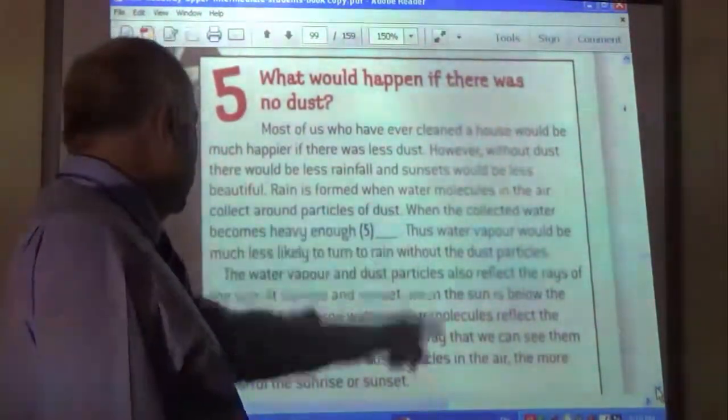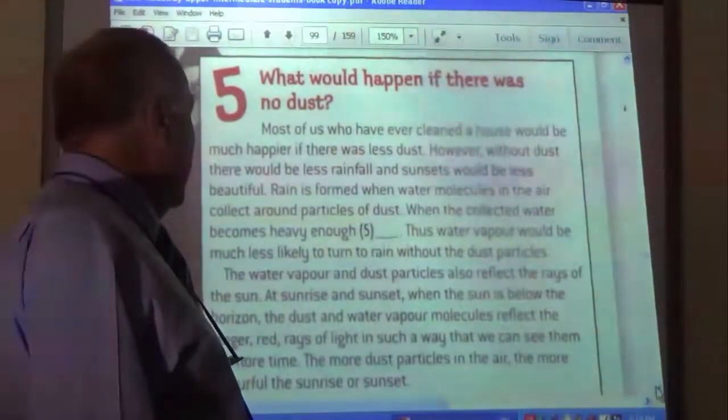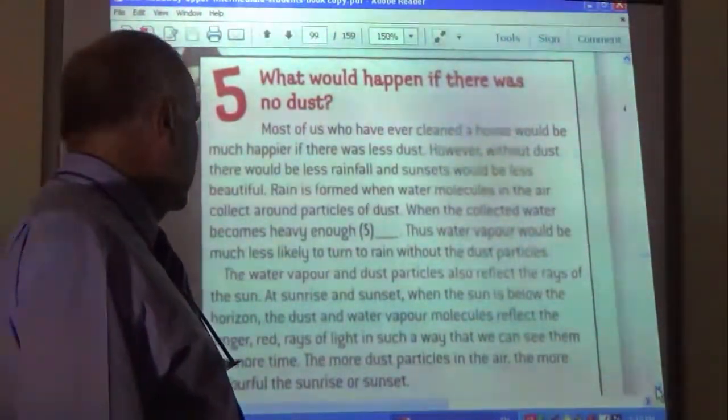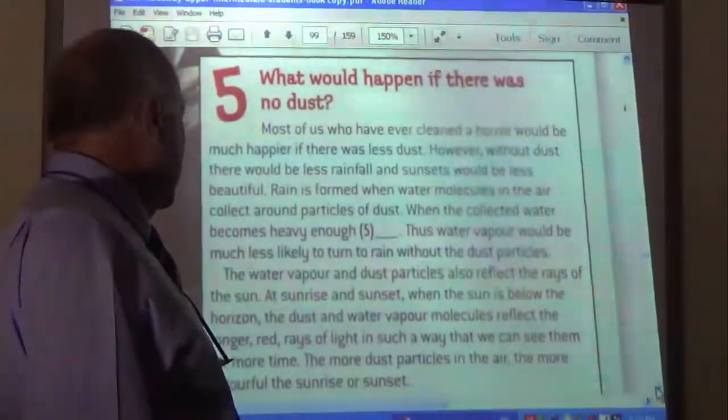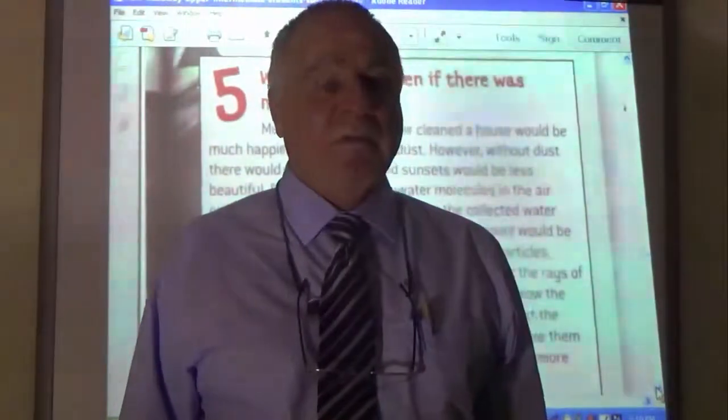The water vapor and dust particles also reflect the rays of the sun. At sunrise and sunset, when the sun is below the horizon. Teacher, what's the water molecule? What's this molecule? What's that?